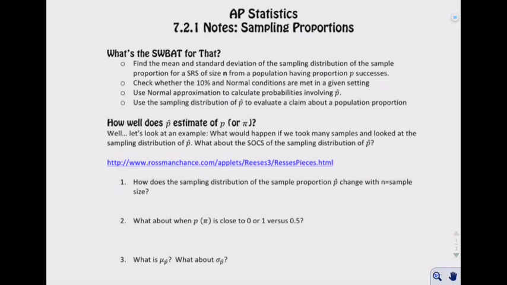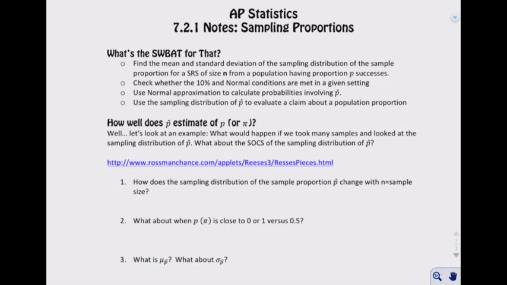Today we're going to go on to 7.2, which is all about sampling proportions. So we briefly talked about sampling distributions in general, and now we're going to specifically go to sampling distributions when we're looking at proportions, meaning qualitative data, categorical data, because colors, for example, you can't find the mean of, so you want to find the proportion of a certain color.